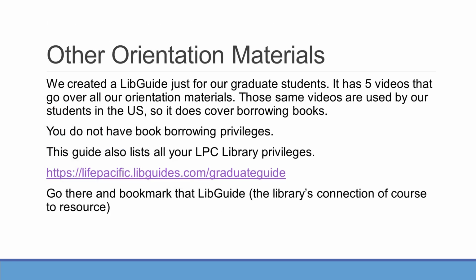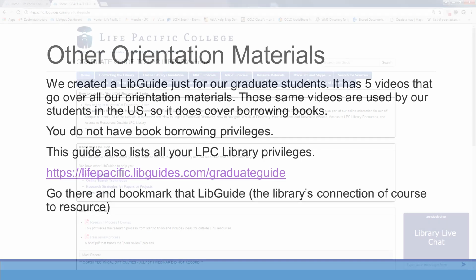We have a LibGuide that was created just for our graduate students. In that guide, you will find 5 orientation type videos. Those videos are used by our students in the US, so it does cover the borrowing of books. Because you are not here in the States, you do not have book borrowing privileges. The guide also lists our policies and privileges. It is found here, lifepacific.libguides.com/graduate guide.